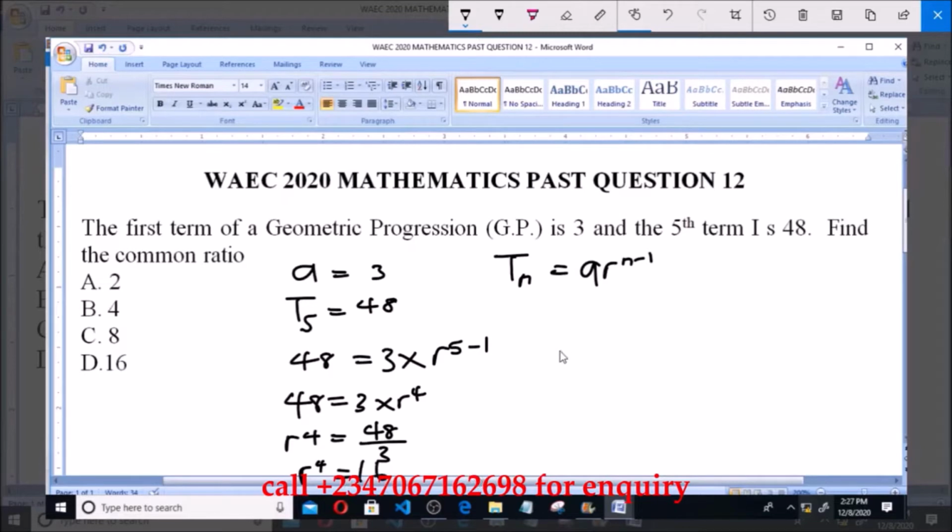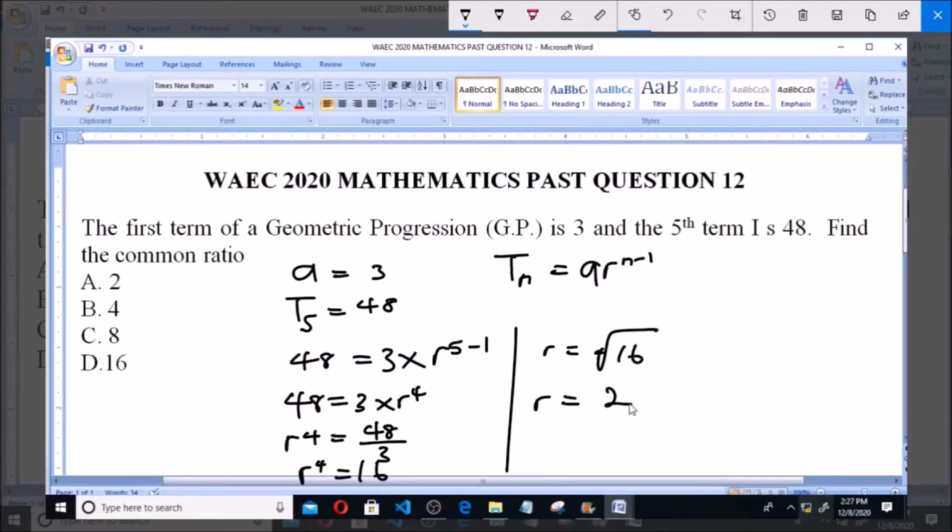Now r equals the fourth root of 16. So r equals 2, because 2 raised to the power of 4 equals 16. So the fourth root of 16 is 2. So the value for the common ratio is 2, which is option A.